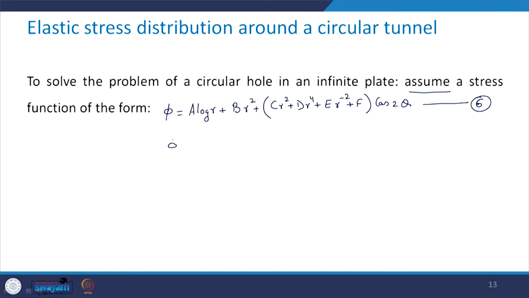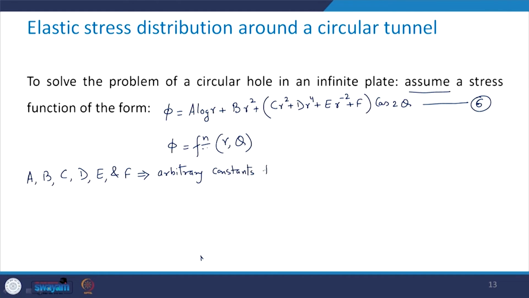Now, you see that this phi is a function of r and theta, where these constants a, b, c, d, e and f are arbitrary constants which are to be obtained using boundary conditions which are relevant to the problem.